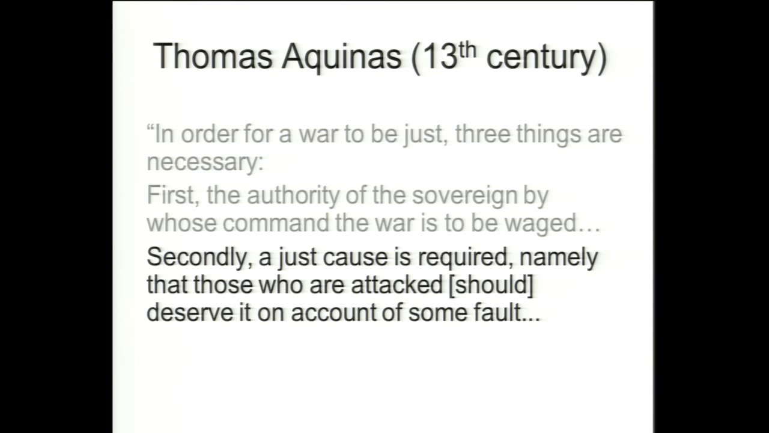Secondly, you need a just cause. If you're going to attack somebody, they must deserve it somehow. They must have done something to make themselves worthy of being attacked. And by the way, there's a long discussion over the next several hundred years, continuing today, about what is the range of somethings they have to do to make themselves worthy to be attacked, right? So, for example, they've offended the honor of the monarch. Is that good enough? They've stolen property. Is that good enough? They've invaded your territory. Is that good enough?